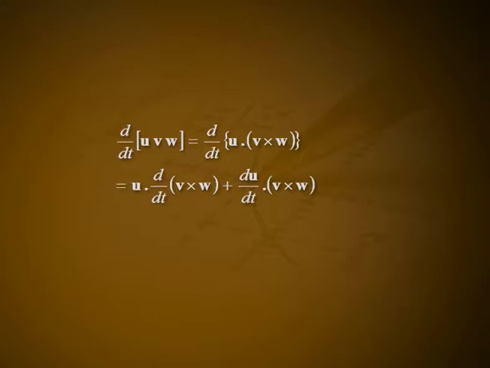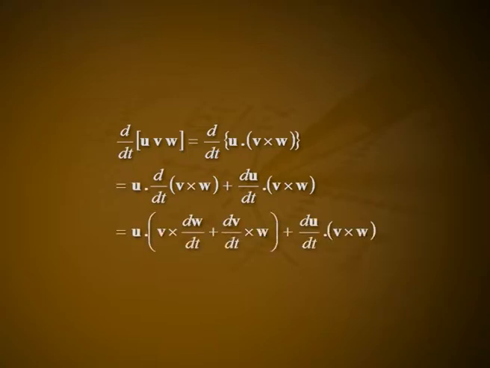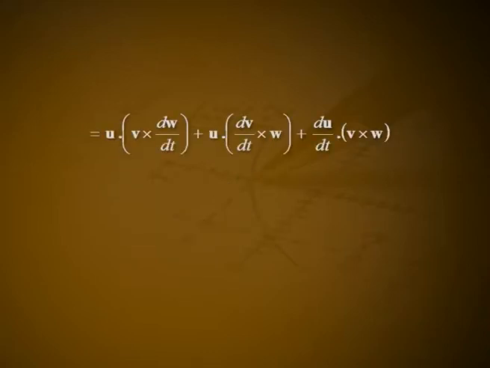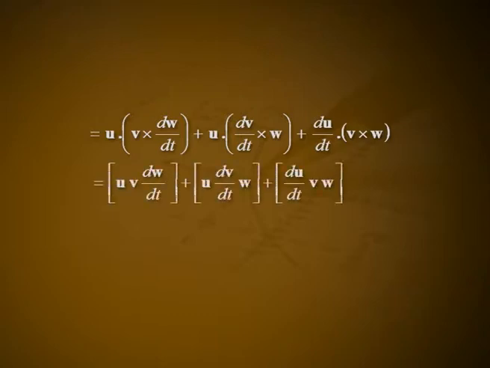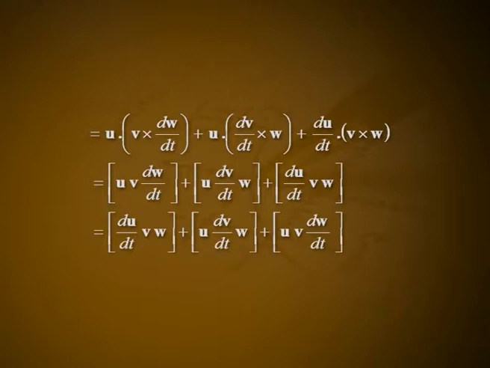is equal to u dot d by dt of v cross w plus du by dt dot v cross w is equal to u dot v cross dw by dt plus dv by dt cross w plus du by dt dot v cross w is equal to u dot v cross dw by dt plus u dot dv by dt cross w plus du by dt dot v cross w is equal to box u v dw by dt plus box u dv by dt w plus box du by dt v w is equal to box du by dt v w plus box u dv by dt w plus box u v dw by dt.